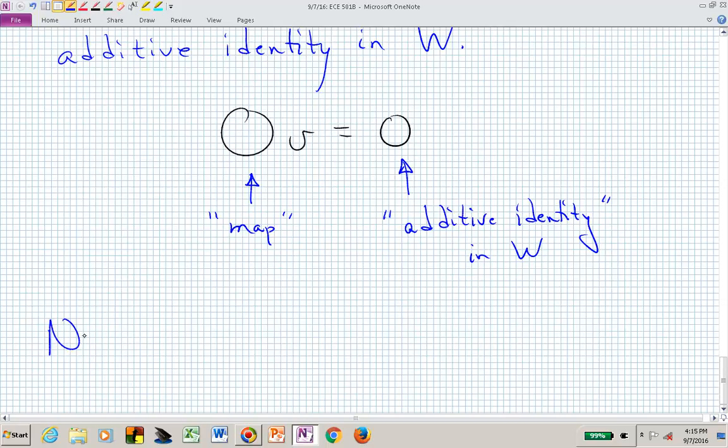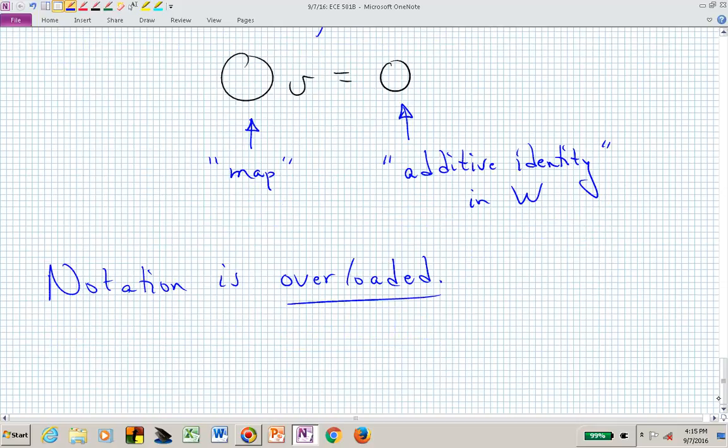So our notation is what's referred to as overloaded, meaning this same symbol, 0, can take on many different meanings. The same symbol means several things. In one case on the left, it's a map. On the other case on the right, it's a vector. Question?